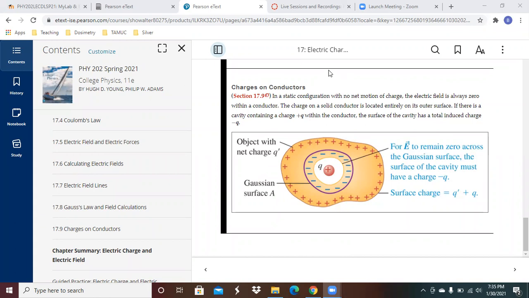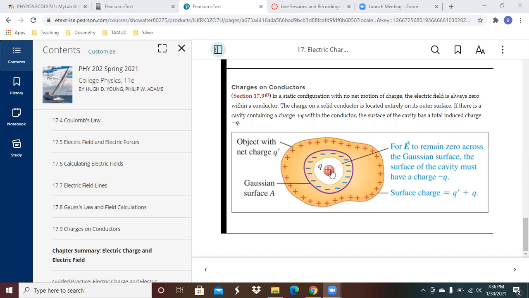So the charge on a solid conductor is located entirely on its outer surface. If there is a cavity containing a charge, positive Q, within the conductor, the surface of the cavity has a total induced charge of minus Q. So in other words, you've got all of the charge here on the conductor on the outside. Now, let's say we put a cavity in here, and let's say we put a charge in here.